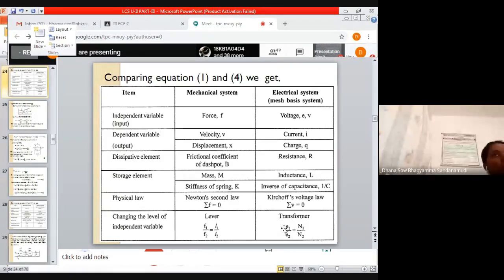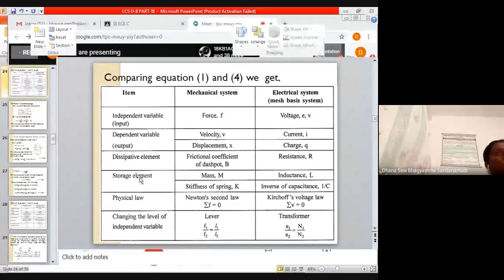I'm just recalling it because we have to solve the problems. If you observe, the force is analogous to the voltage. So you can replace force by voltage or voltage by force, because they are analogous to each other. Velocity can be replaced by current. Velocity is analogous to current, displacement is analogous to charge, friction B is analogous to resistance R, mass is analogous to L, stiffness K is analogous to 1 by C.